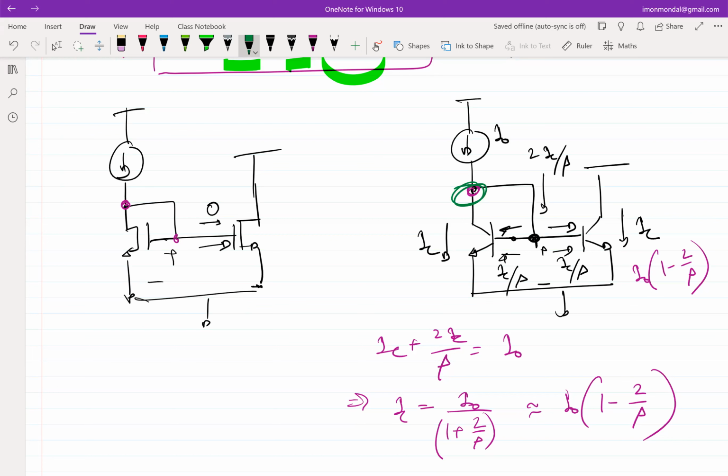But whatever you fix, it will respond to that. If you fix IB, it will respond to IB times beta. If you fix VBE, then it will respond to e to the power VBE by VT. The side effect is that if you fix IB, then VBE will change accordingly. If you fix VBE, then IB will change accordingly. So it depends upon how you set up the circuit, whether it will behave like a voltage controlled current source or a current controlled current source.